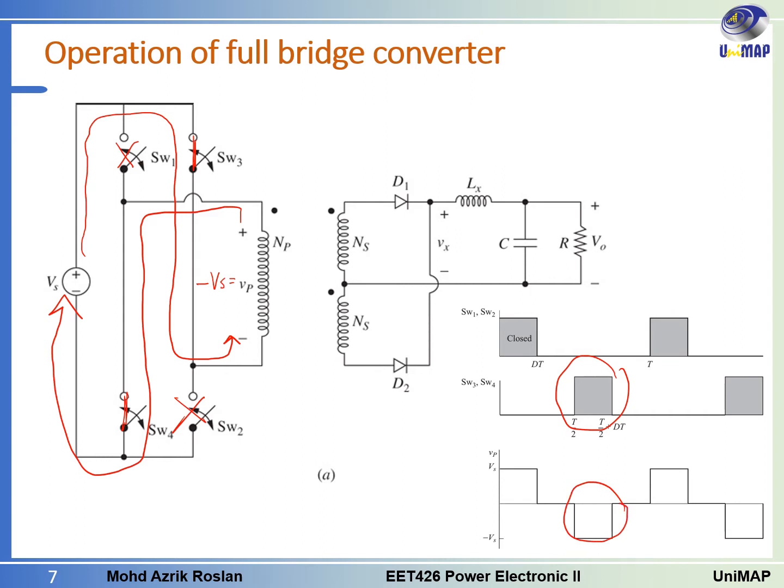We have another case, when switch 1, switch 2, switch 3 and switch 4, all four switches, are open, so this one will receive 0. During that time the primary winding doesn't receive any voltage from the source. So that's why during this time it is 0.